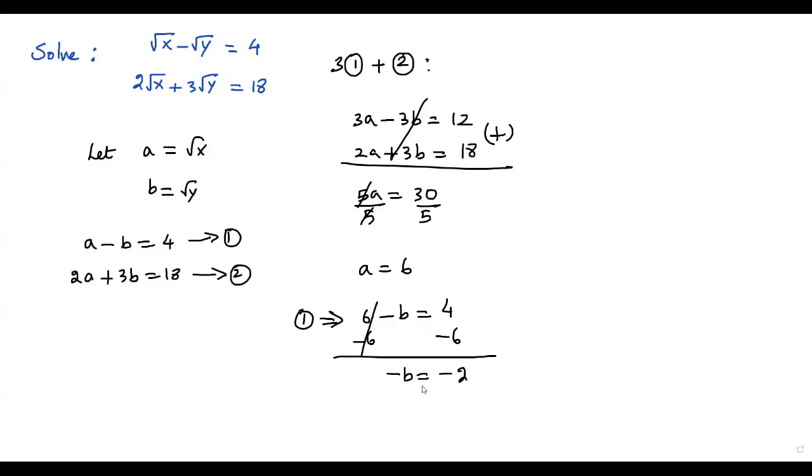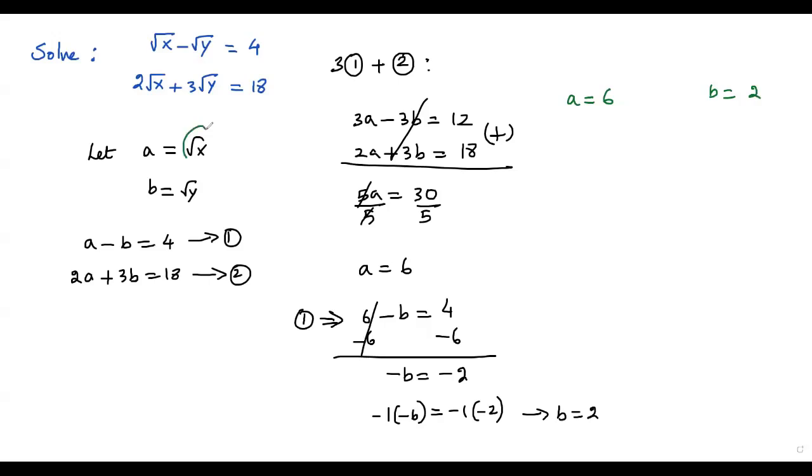My aim is to get the value of b, but here we have negative b. So for that, I multiply both sides by negative 1. When I do so, negative times negative will become positive. So 1 times b is b, and negative times negative becomes positive, 1 times 2 is 2. Now I got the values of a and b. But my aim is not to get the values of a and b, because a and b are the variables taken by me. So they have to be replaced by the original ones. First let me write the value of a is 6 and the value of b is 2.